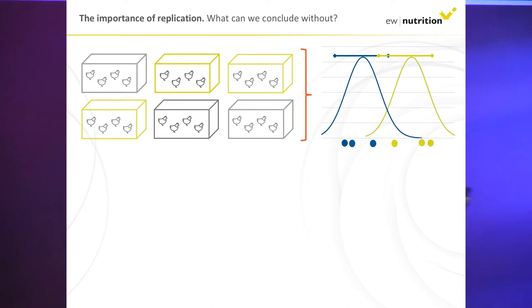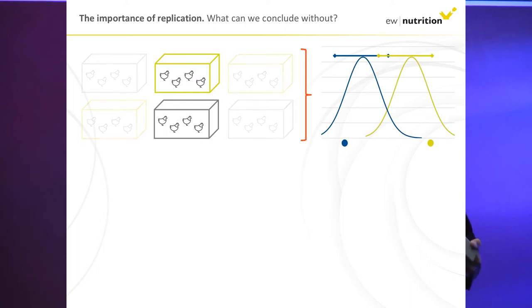However, if we would not replicate it, we would only have one pen or one broiler house versus one other. Still, we have dots. Those are samples of the same larger study population that you see here in these curves. And in the current example, they are two examples randomly chosen about how they could show up.